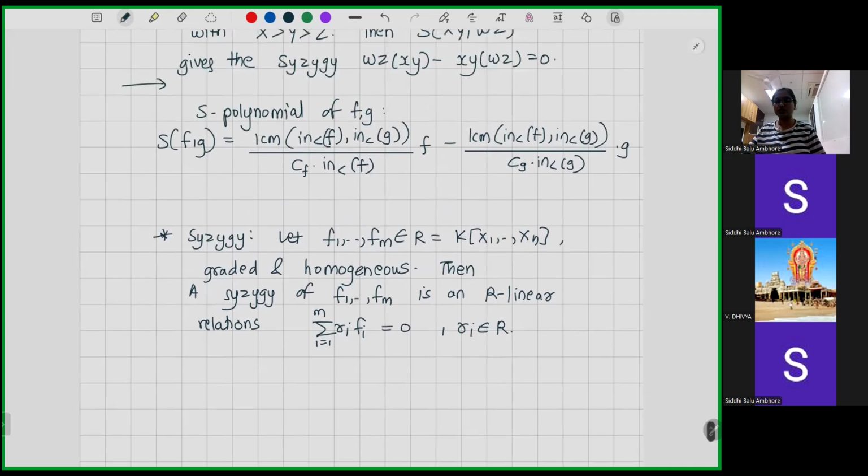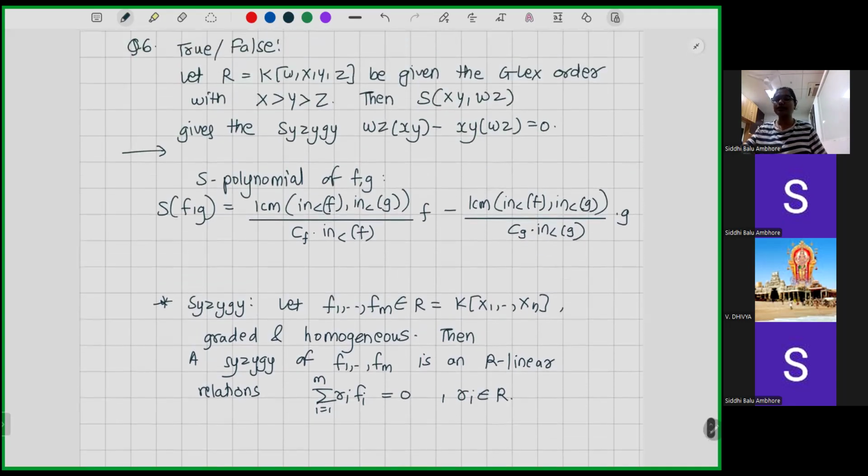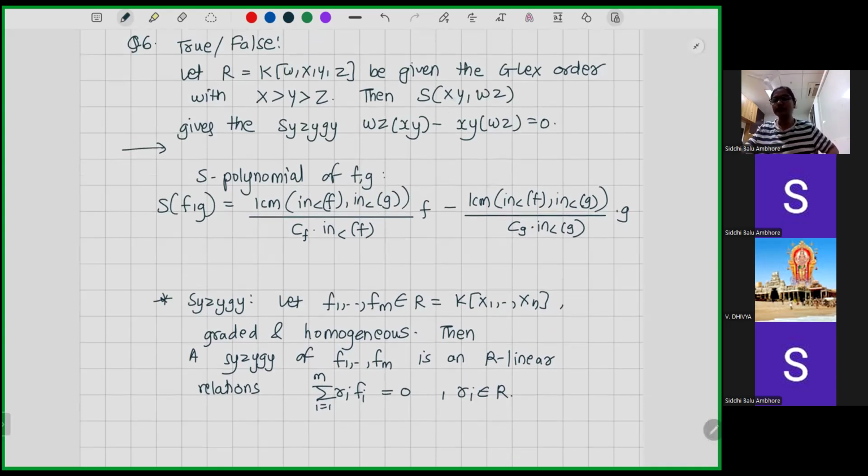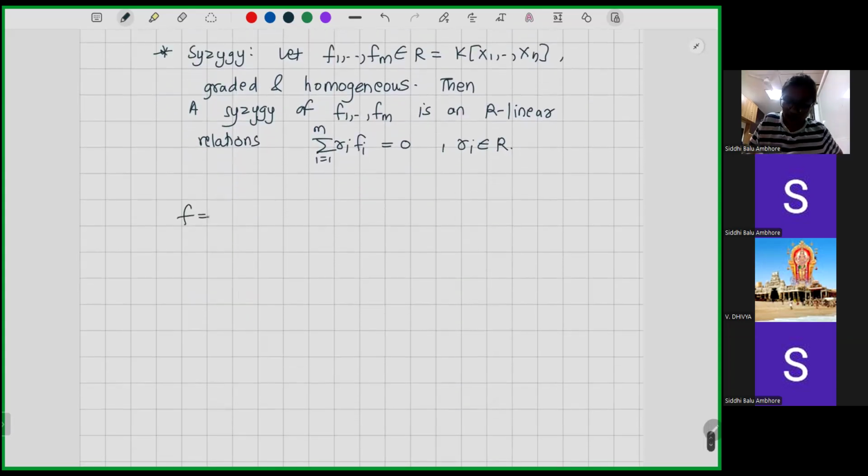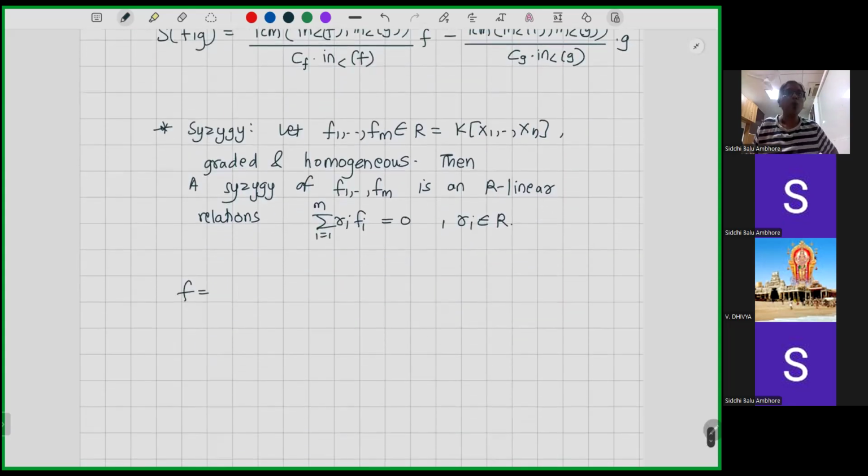So this is CGG. And what they are saying is that, for these two, my F1, F2 here are XY and WZ, the CGG for this set of two polynomials can be obtained from the S polynomial of this pair. Okay, so what is the S polynomial? So let me call F equal to XY and G equal to WZ.